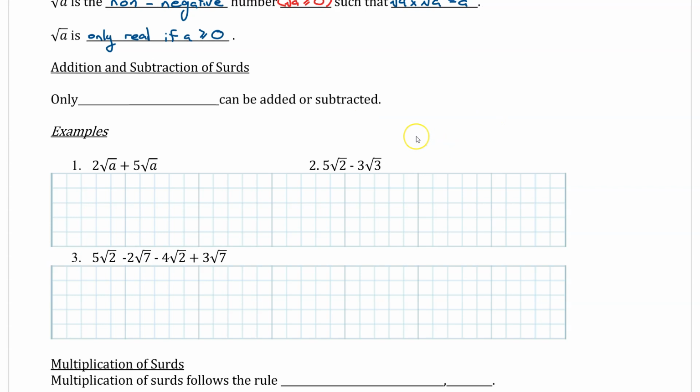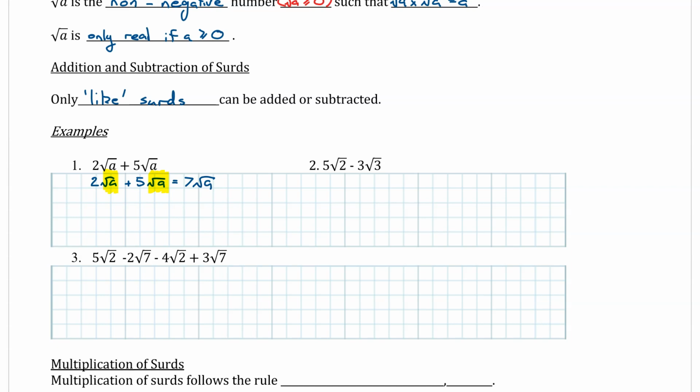Addition and subtraction of surds. Only like surds can be added or subtracted. Examples. So question 1, 2 root A plus 5 root A, and we're going to try and add these together. So looking at this, we've got 2 and the surd is root A plus 5 root A. These surds are like surds, so we can add the coefficients together in front. So 2 plus 5 is 7 root A.